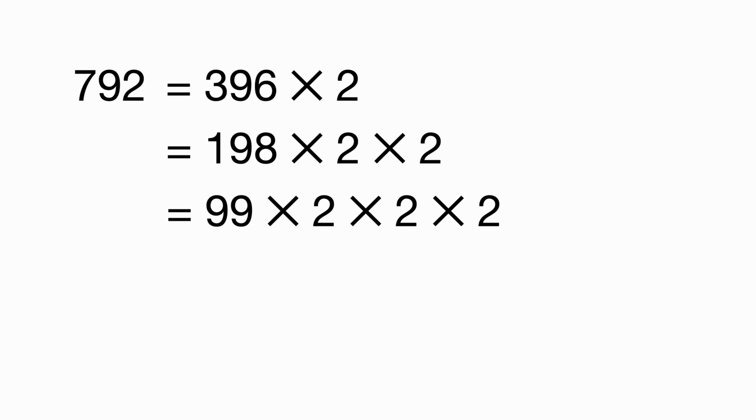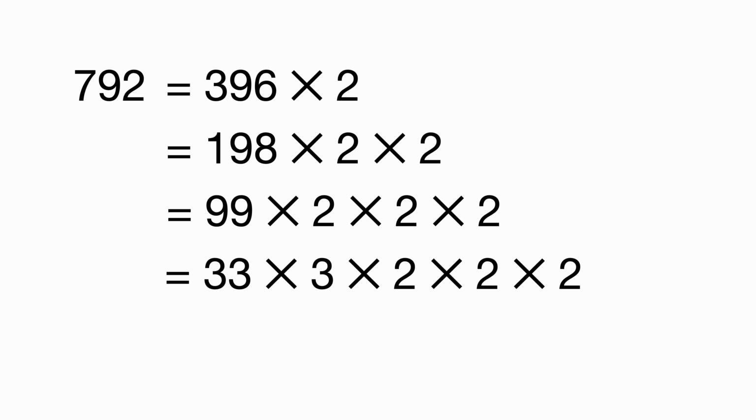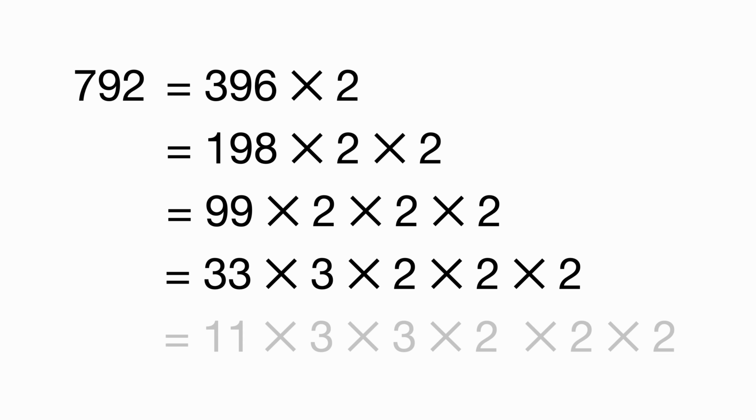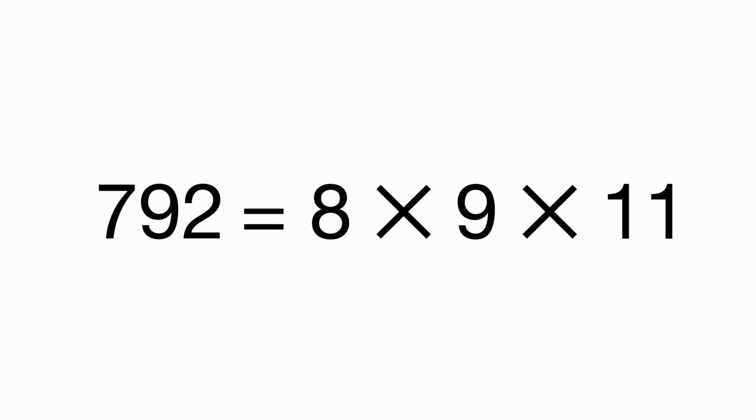Well, what about 99? That's divisible by 3, and dividing 99 by 3 gives 33. 33 is also divisible by 3, and dividing by 3 gives 11. So 792 is equal to 11 times 3 times 3 times 2 times 2 times 2. 11 is a prime number, so we can't divide it by anything. What we've done is find the prime factorization of 792. That is, we've broken 792 up into a product of prime numbers, since 11, 3, and 2 are all prime. Now we can collect like terms in the factorization and write 792 as 8 times 9 times 11.